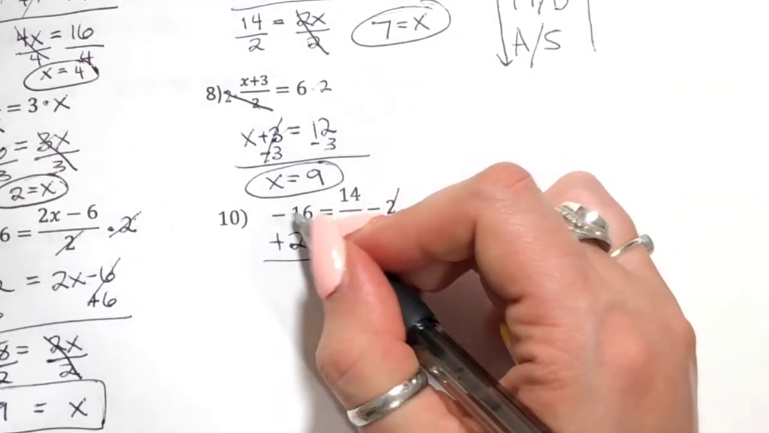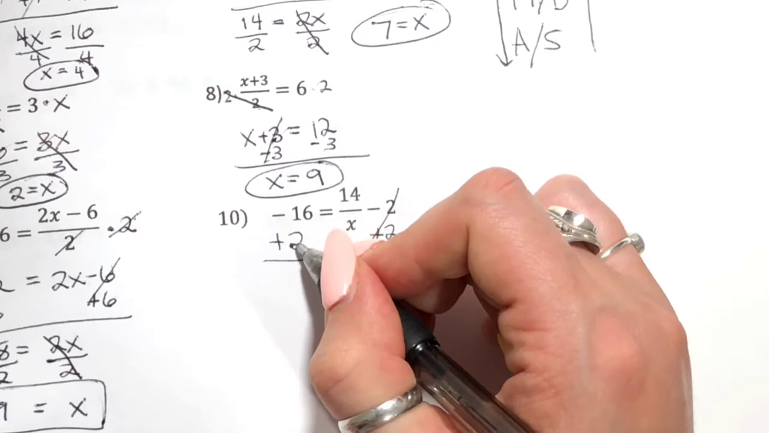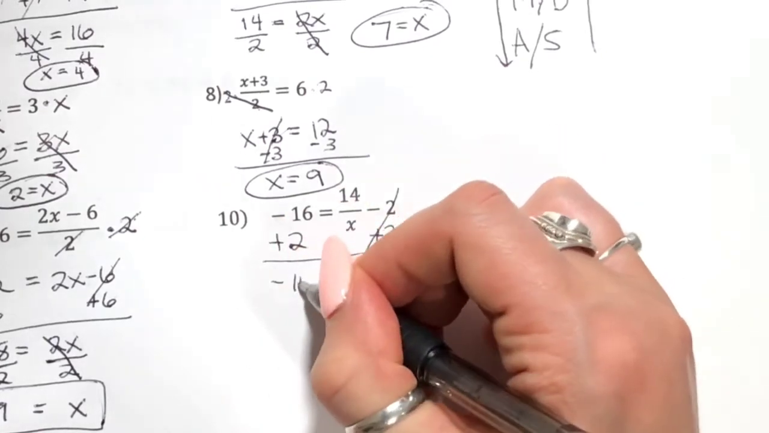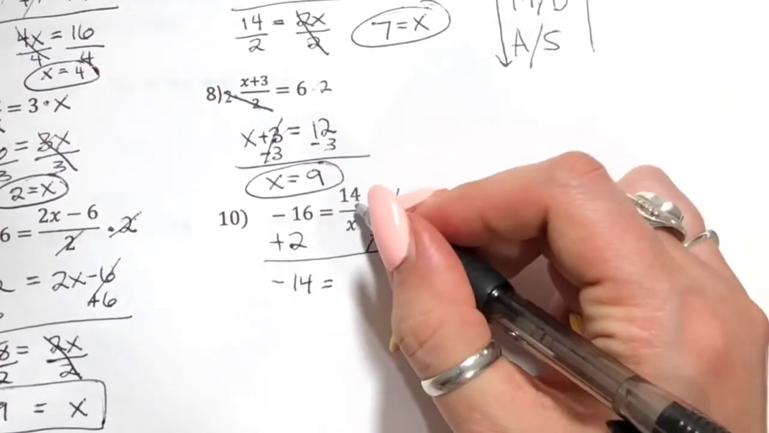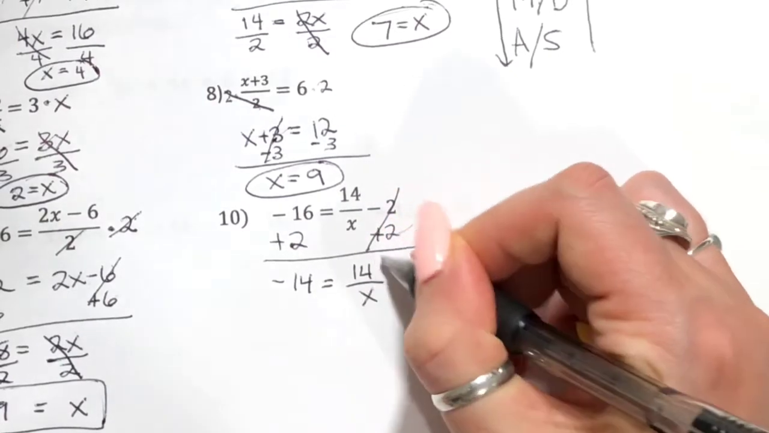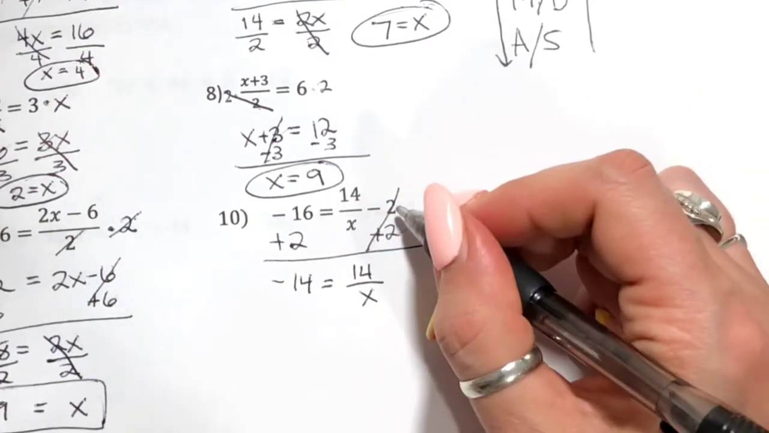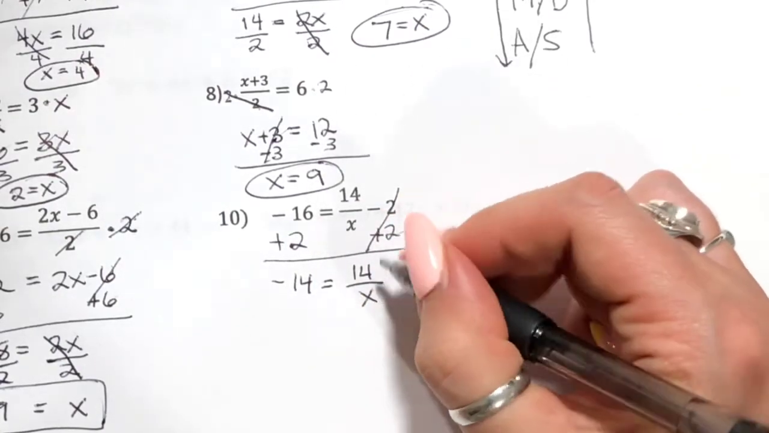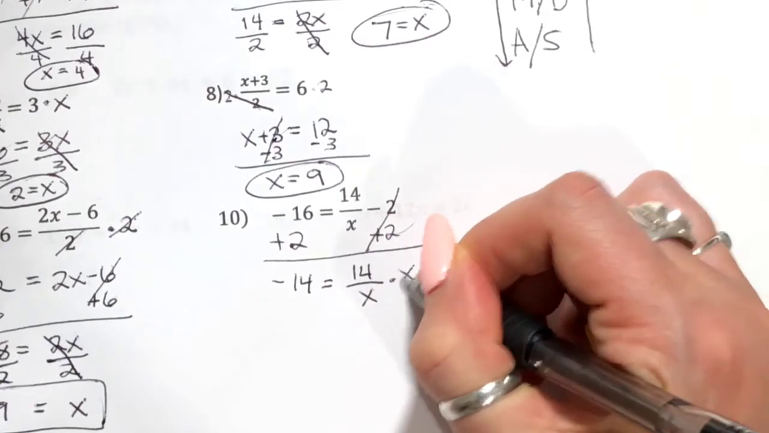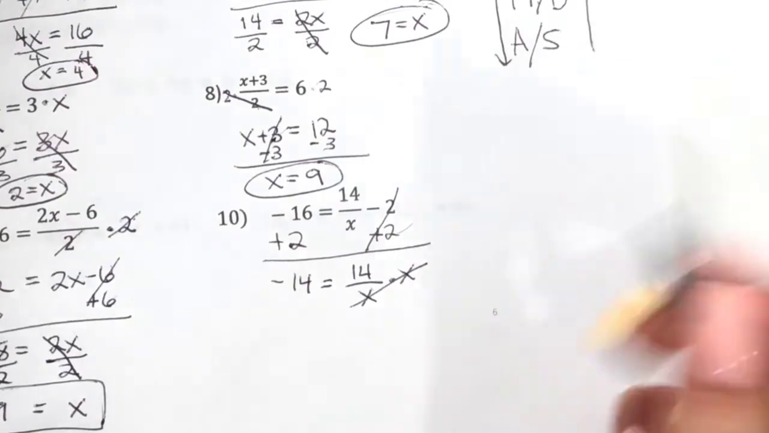So then on this left side, and be careful with your sign here, we have a negative 16. When we add 2 to it, we get a negative 14. So then on this side, we have 14 divided by x. So now that this fraction is by itself, we can get rid of it. So we had to get rid of that 2 first so that the fraction was alone. That way, when we do times by x, those are just able to cancel with each other, and we didn't have something over here on the side.